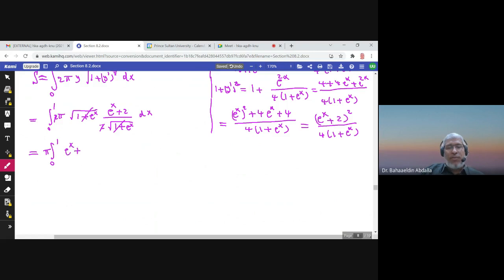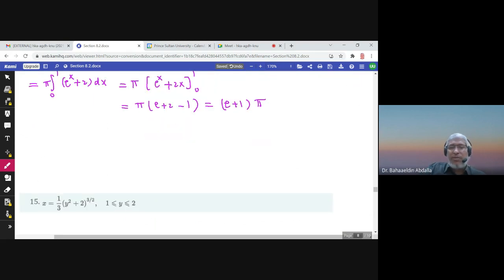Integral of e^x plus 2. That's just e to the power x plus 2x from 0 to 1. So e to the power 1 plus 2, minus e to the power 0, which is 1, plus 0. So the answer is e plus 1. 2 minus 1 is 1, times pi. That's the exact answer.